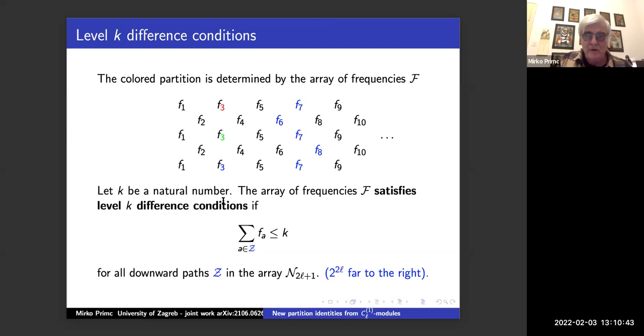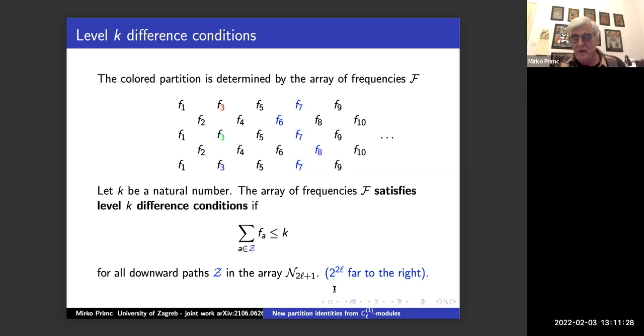For a natural number k, we shall say that the array of frequencies f, this one, say, satisfies level K difference conditions if the sum of frequencies is less or equal to K, summed over the path, and this should hold for all downward paths in our array. So for points far right from the beginning, like F7, we can have a downward path all the way to the left to F3.